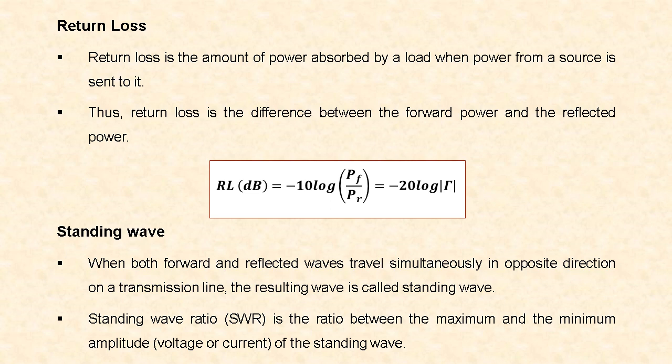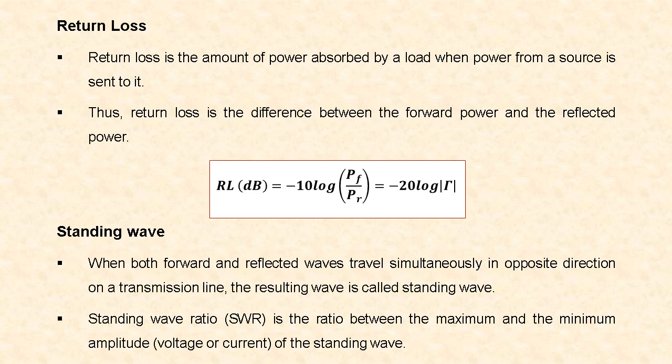Next, return loss. Suppose we send some amount of power from source to load, then the amount of power that is not absorbed by the load is called return loss. It is the difference between the forward power and the reflected power. Return loss is always expressed in decibels, and its formula is equal to minus 10 log (PR by PF). Here PF is the forward power, PR is the reflected power, which is also equal to minus 20 log gamma. Gamma is the reflection coefficient.